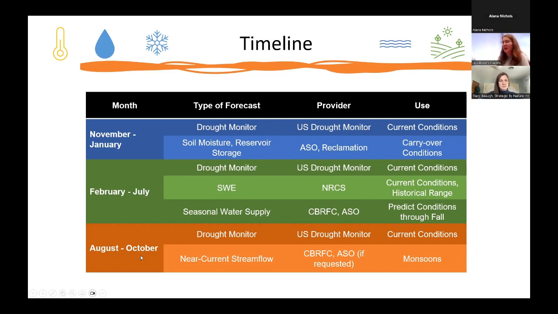Once we get into that August through October timeframe, we're back to, all right, what are our current conditions? And then maybe we can take a peek at the near future as well, and by near future, I mean what's happening in the next 10 days. So we're looking at the drought monitor and also CBRFC and ASO for those near current conditions, especially as we see how the monsoons are stacking up. But I do want to give a caution on seasonal water supply from CBRFC: I would say April 1st is probably the soonest that you can really start making decisions based on that information.